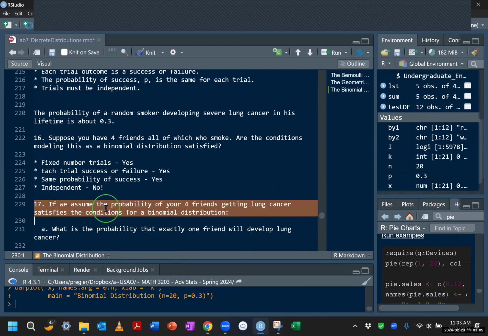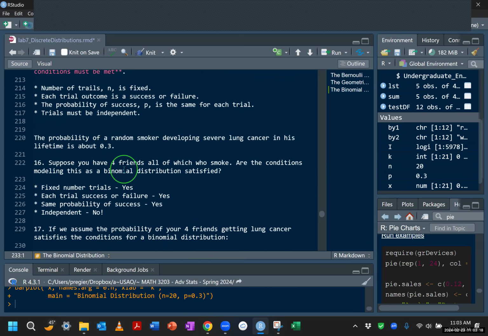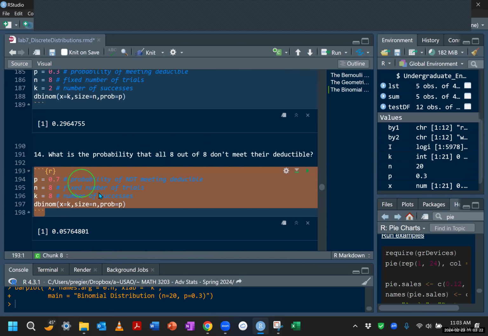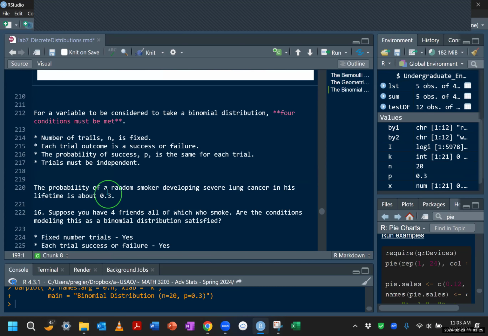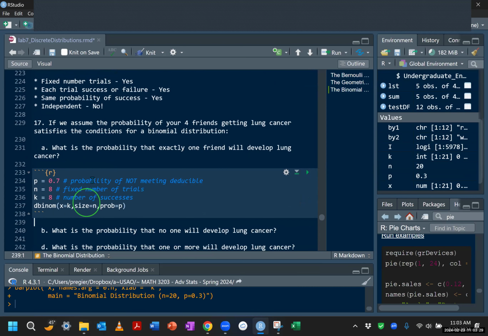What's the probability that of your 4 friends getting lung cancer, exactly 1 gets lung cancer? So of those 4 friends, I'd like you to try this yourself. Of course, you could pause the video, try to do it yourself. Take this code from before, which calculated the probability, and see if you can modify it correctly. All right, so once you've solved it yourself, now you can come back and check.